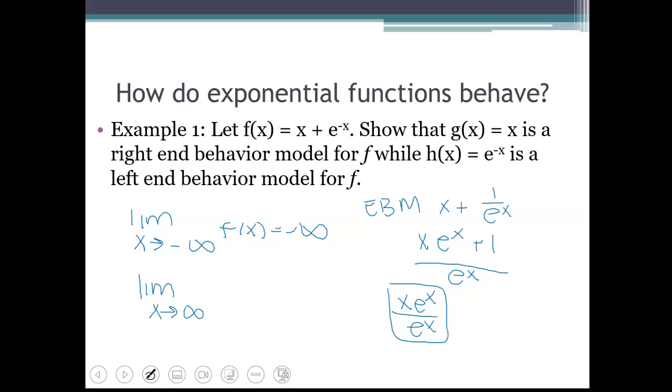And then positive infinity. So e to the positive infinity over e to the x is going to push my graph to positive infinity.